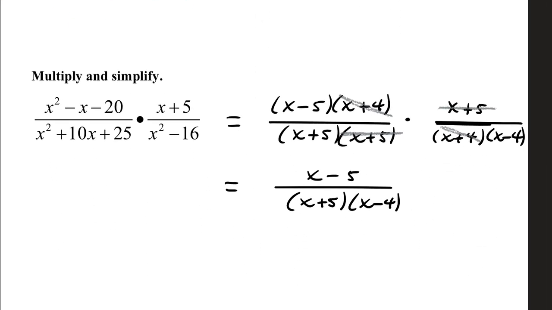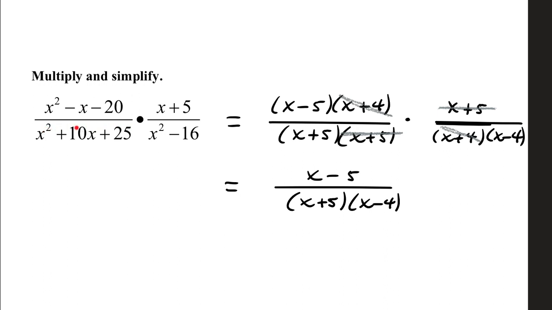If you're asked to multiply rational expressions, then we're going to start by factoring as much as we can. This top left part, x squared minus x minus 20, we take factors of 20 that add up to negative 1. Negative 5 times positive 4 is negative 20. Negative 5 plus 4 is negative 1. So that trinomial will factor as x minus 5 times x plus 4.